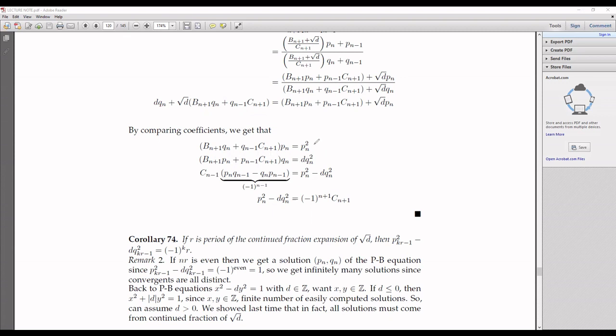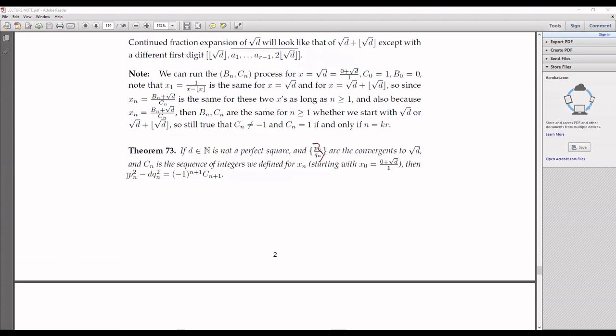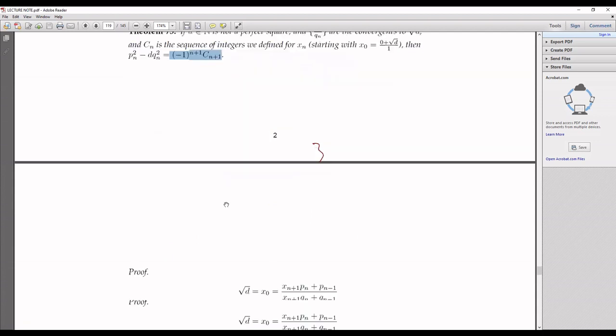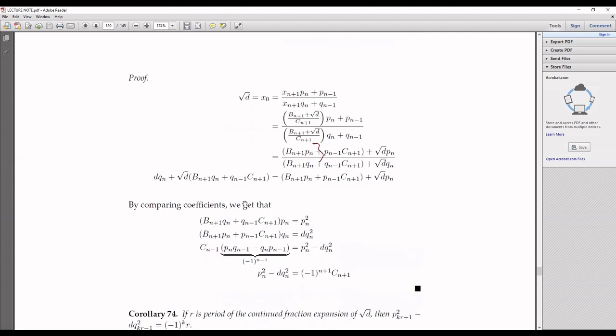So we have these two equations, and you can understand that we are interested in the expression here on the left hand side, Pn square minus d qn square, so that we can prove that this guy is equal to actually this guy. So that is why they are subtracting these two equations. And after subtraction, on the right hand side is what we seek.